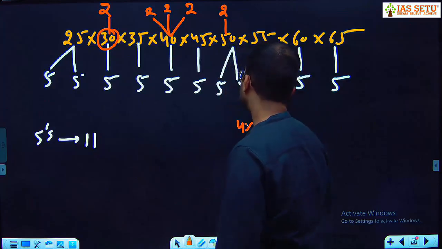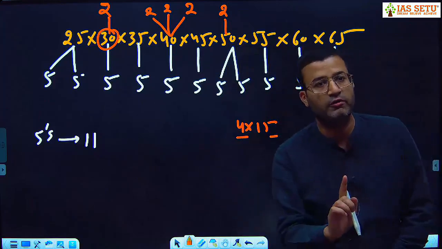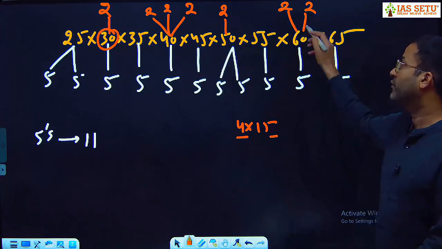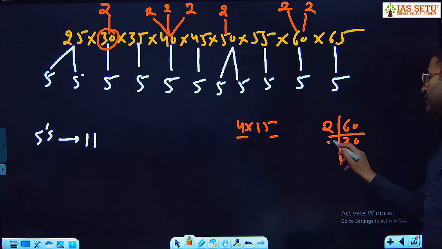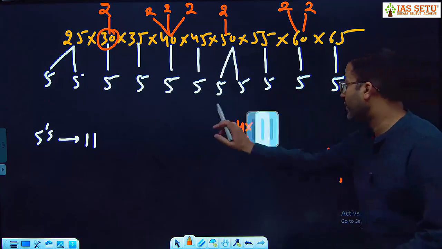60 is 4 into 15. If you break 60, 60 में 4 है तो 2 2s हैं. There are 2 2s. If you are not comfortable, then what you can do, 60, take 2 common 30, take 2 common 15, 3 and 5. 60 के अंदर एक 5 है, 2 2s हैं. There are 2 2s we have. If you break it, so you see in total how many 2s are there?